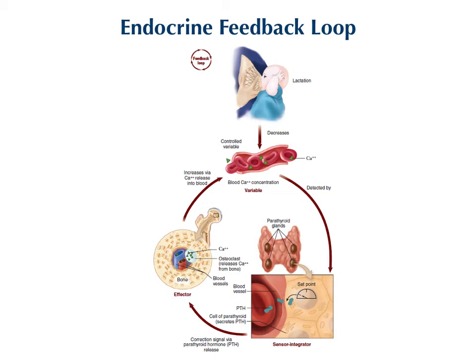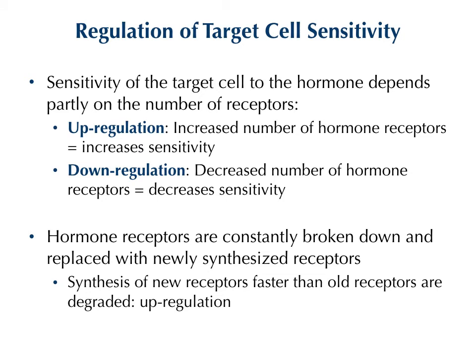parathyroids will sense the change and respond by increasing their secretion of parathyroid hormone, PTH. PTH will stimulate the osteoclasts, the cells that chew up bone, to release more calcium from storage in bone tissue, among many other effects, which will then increase the mom's blood calcium concentration to the set point level.